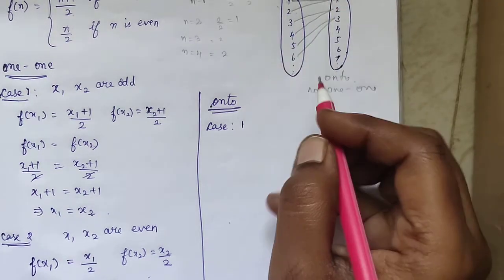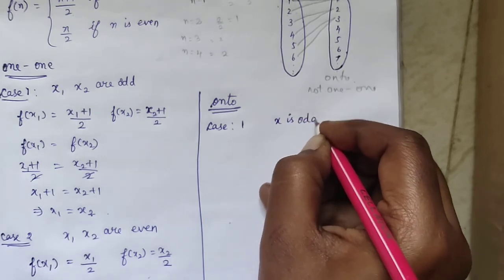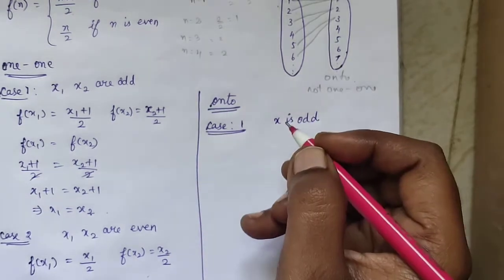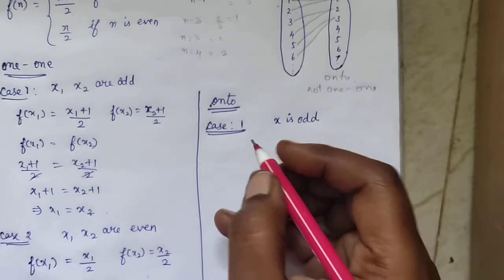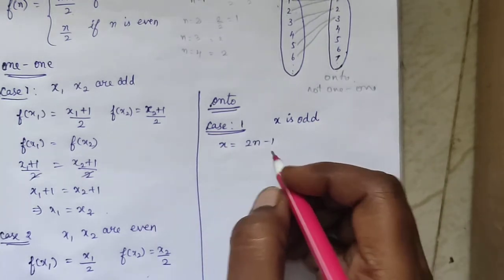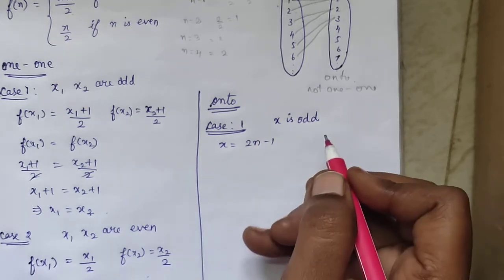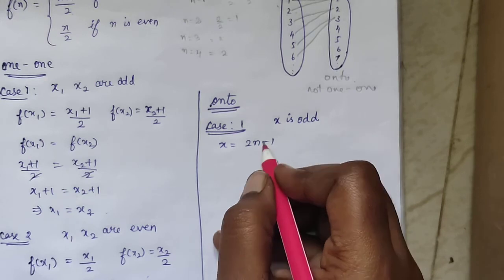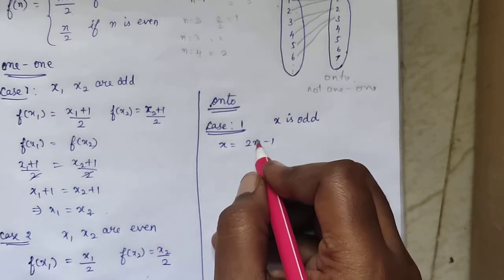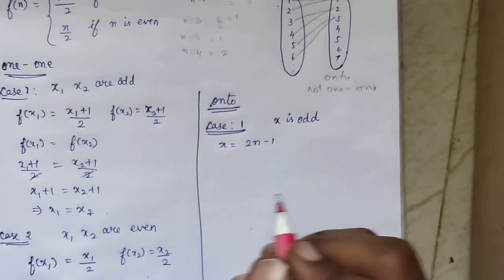So first case, let me take x as an odd number. The general format of an odd number is x is equal to 2n minus 1. You apply any number here: n is equal to 1, so 2 minus 1 will be 1. n equal to 2, 2 into 2 is 4, 4 minus 1 will be 3. So this is the general form of the odd number.